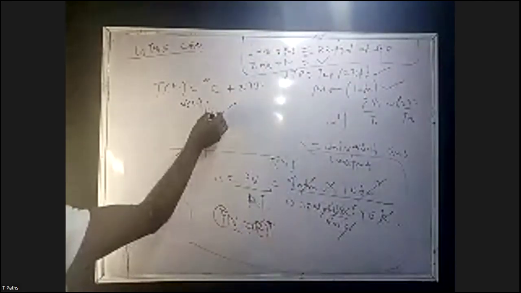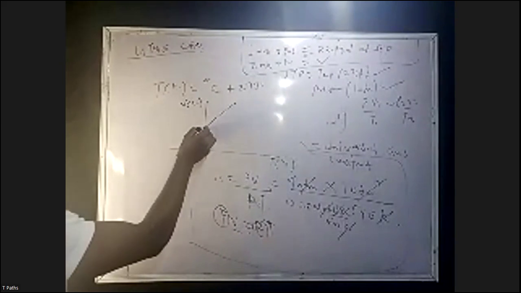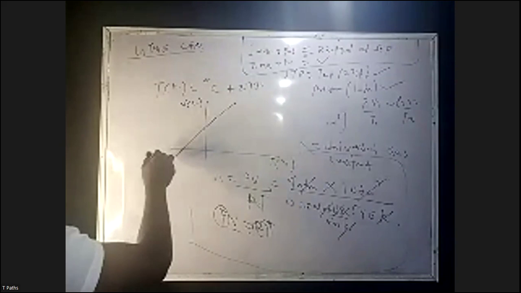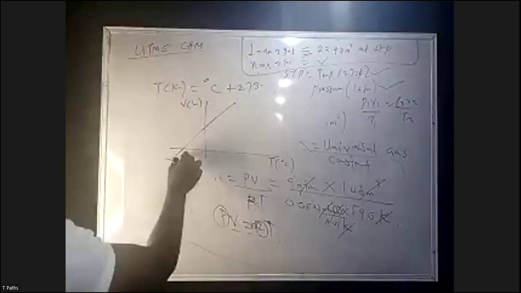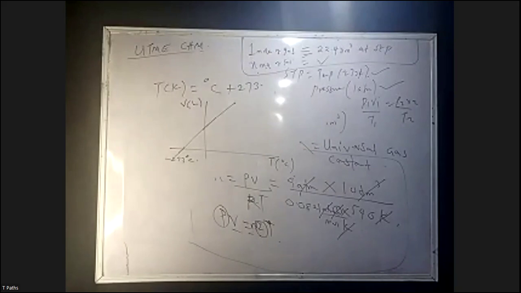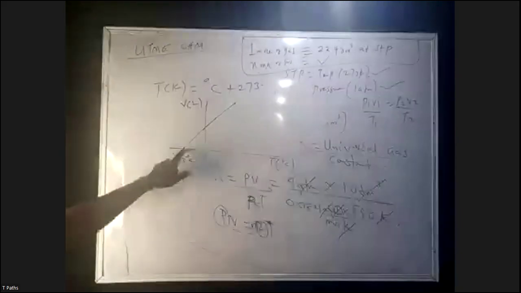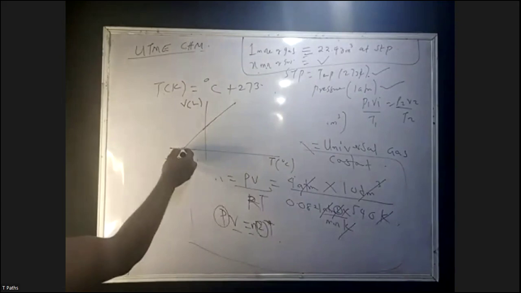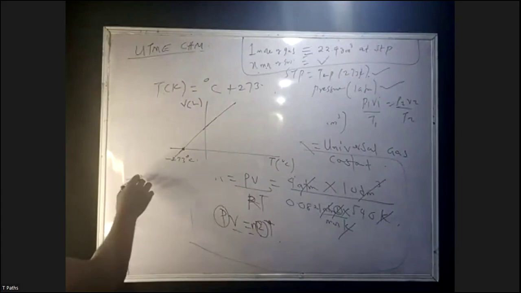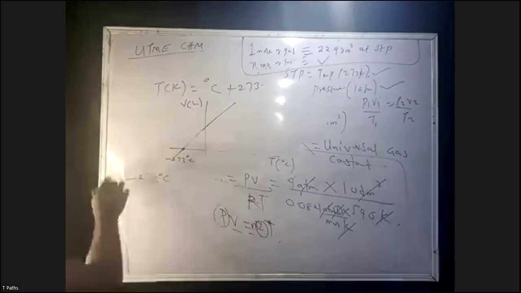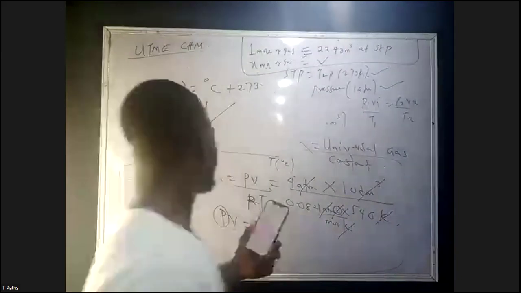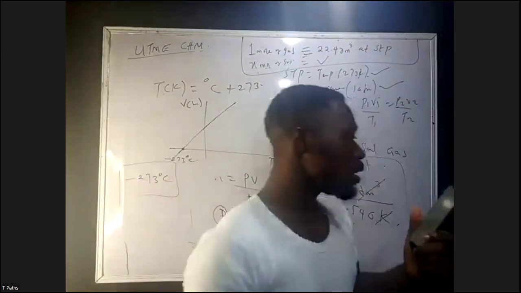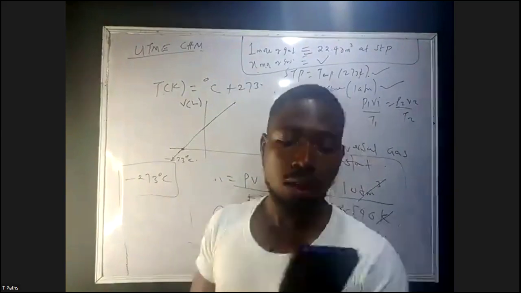So we realize that the graph cuts the negative x-axis at minus 273 Celsius. Now, this is the temperature where the volume of the gas becomes zero. At this temperature, you can see this is when the volume of the gas becomes zero. So that temperature when the volume of the gas becomes zero is minus 273 what? Degrees Celsius. That's the answer. Okay, now let's go. Question 3. So take note of that.